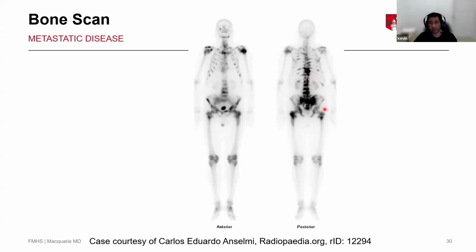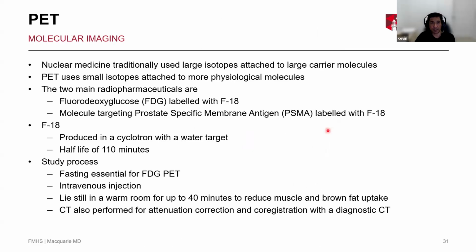Now, there are some disease processes where it just causes holes in the bone without the bone turnover. So myeloma, for instance, does not actually show up on a bone scan. Okay, so that's bone scan, not really my area of expertise. I have done more work in PET scanning.